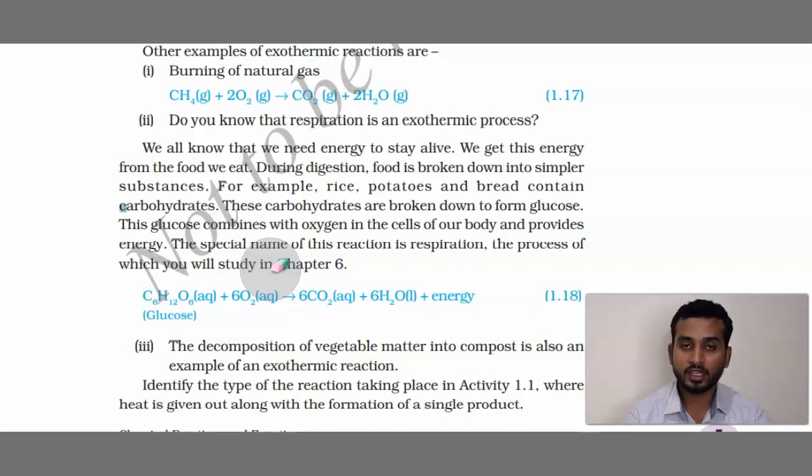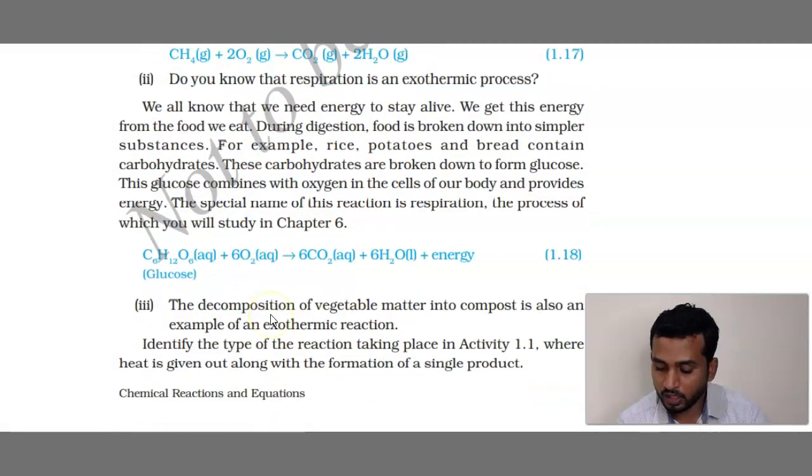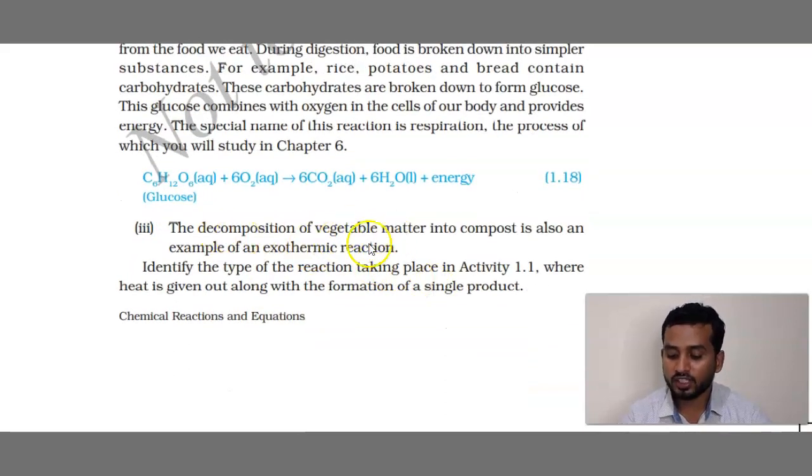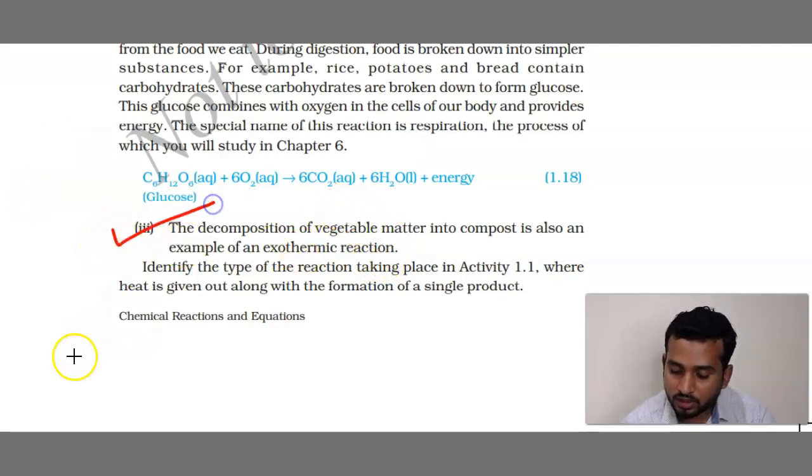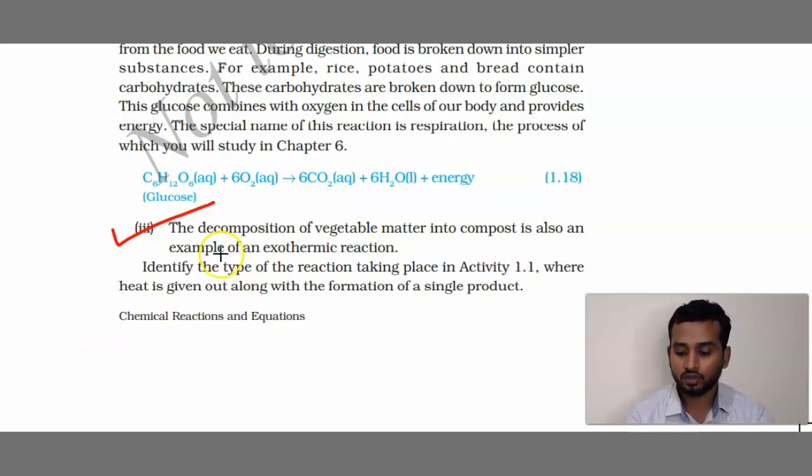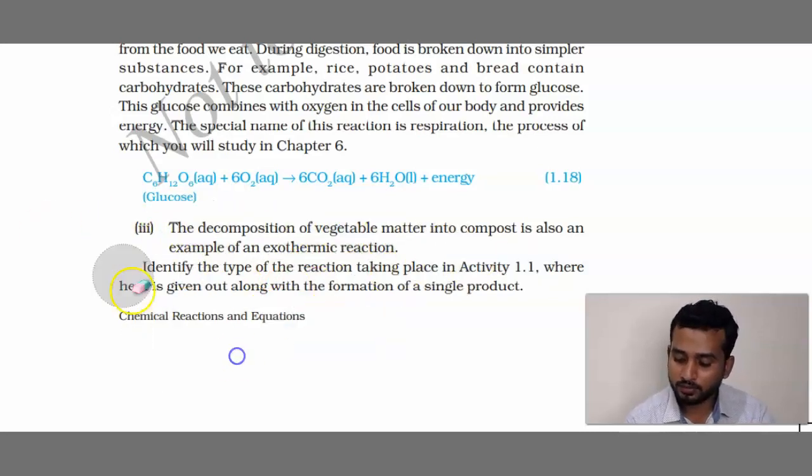Examples of exothermic reaction in our daily life, where we can see, the type of questions also you will be getting. You have to write the headlines of this. Got it? And even remember, decomposition of vegetable matter into compost is also an exothermic reaction. It is very important. This sentence has been asked in the exam. So remember this sentence: the decomposition of vegetable matter into compost is also an example of dash. That is nothing but exothermic reaction. Done? Good.